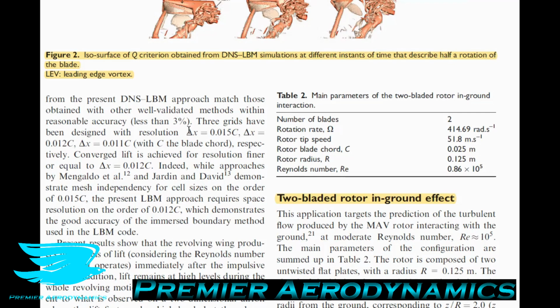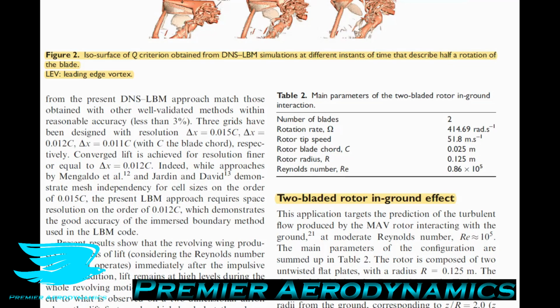and they had a radius of 0.125 meters, so 125 mil. The chord of the blade is set to 25 millimeters. The pitch angle of the blade is set to 15 degrees. The rotor is located at 2 radii from the ground, corresponding to 2.